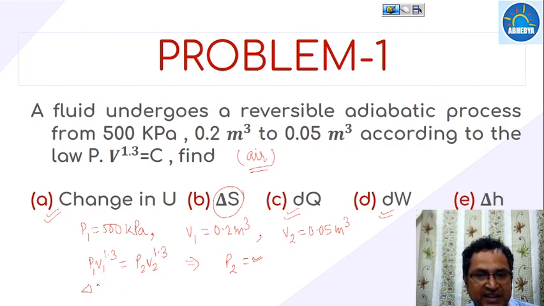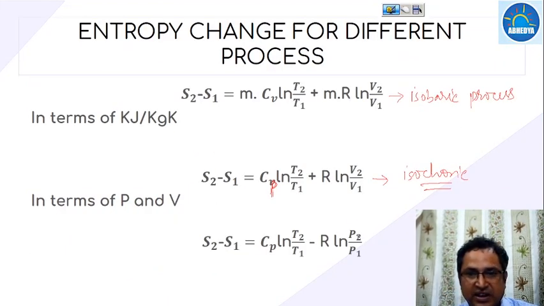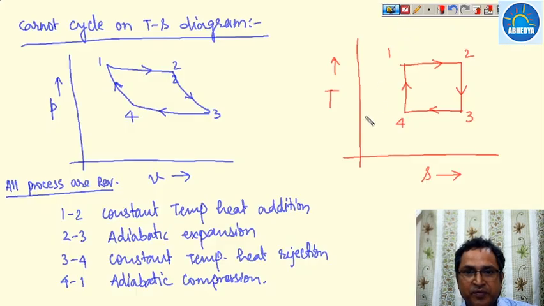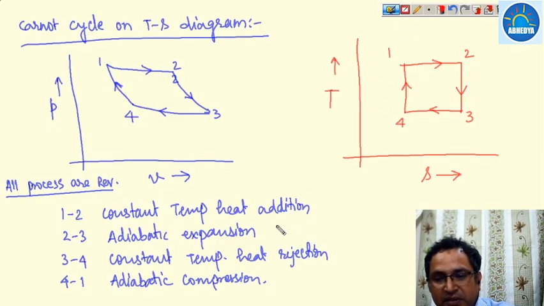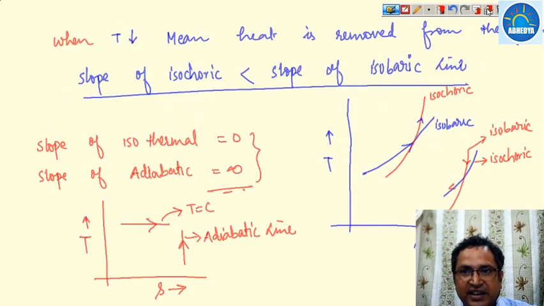Then delta S, that is change in entropy, as we have already proved in the formula, we can use any of these relations: the Cp and Cv relation, or Cp ln T2 upon T1 and R ln V2 upon V1. Since here P and V will be given, it's better to use the PV relation, as we have already done here.